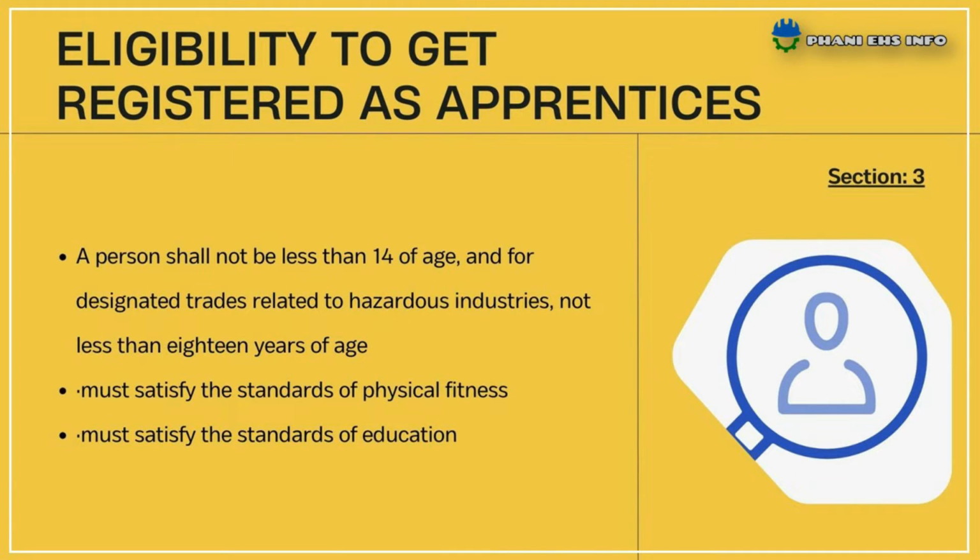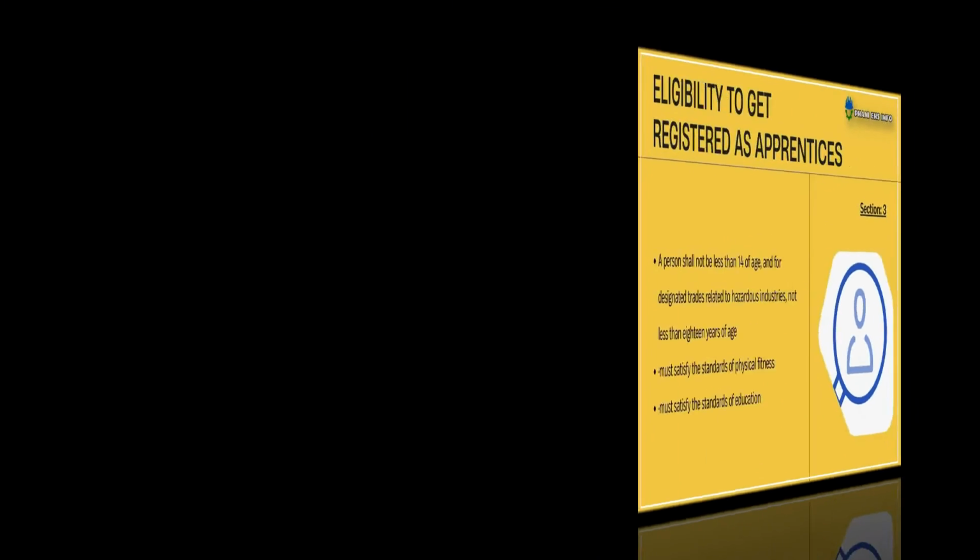Eligibility to get registered as an apprentice. A person shall not be less than 14 years of age, and for designated trades related to hazardous industries, not less than 18 years of age. Must satisfy the standards of physical fitness. Must satisfy the standards of education.